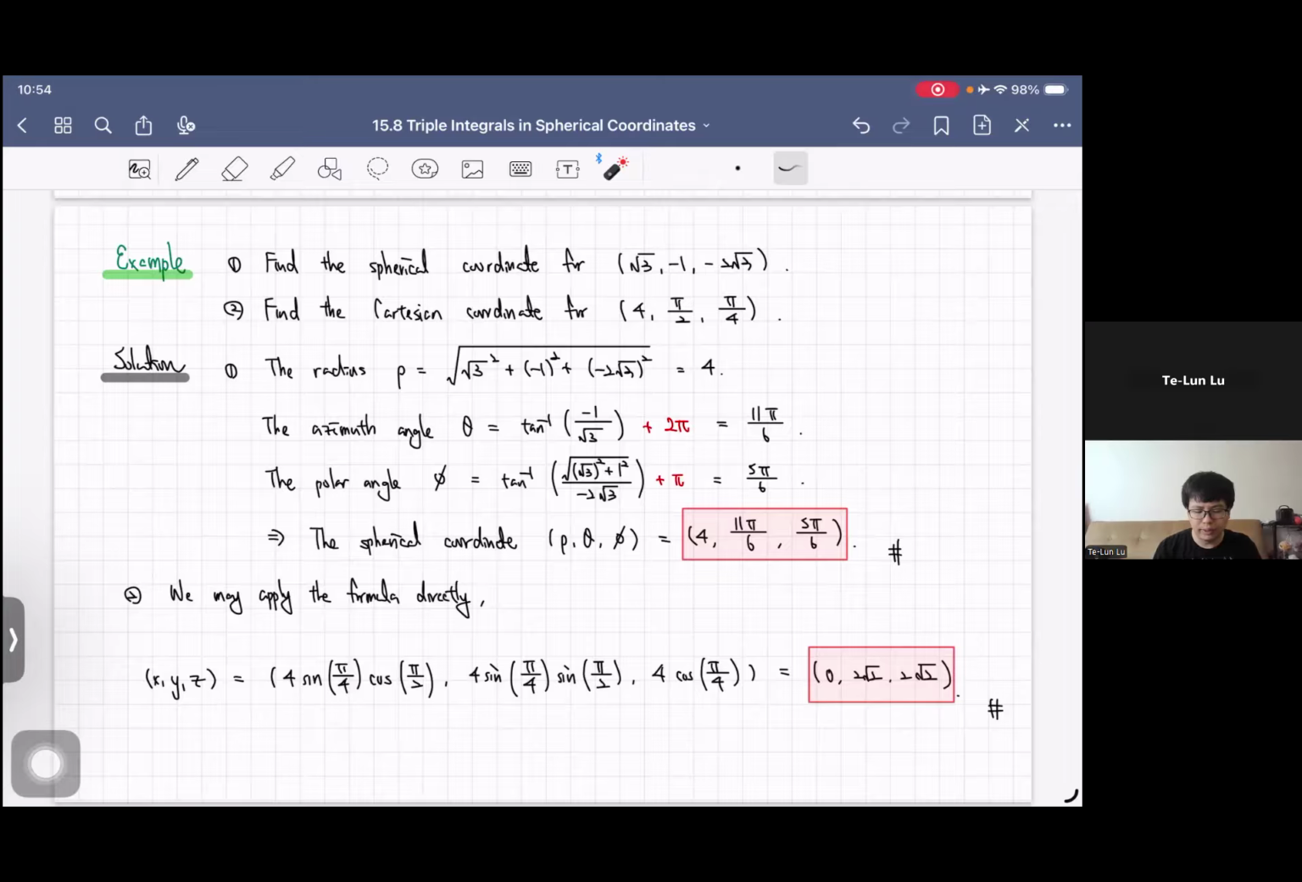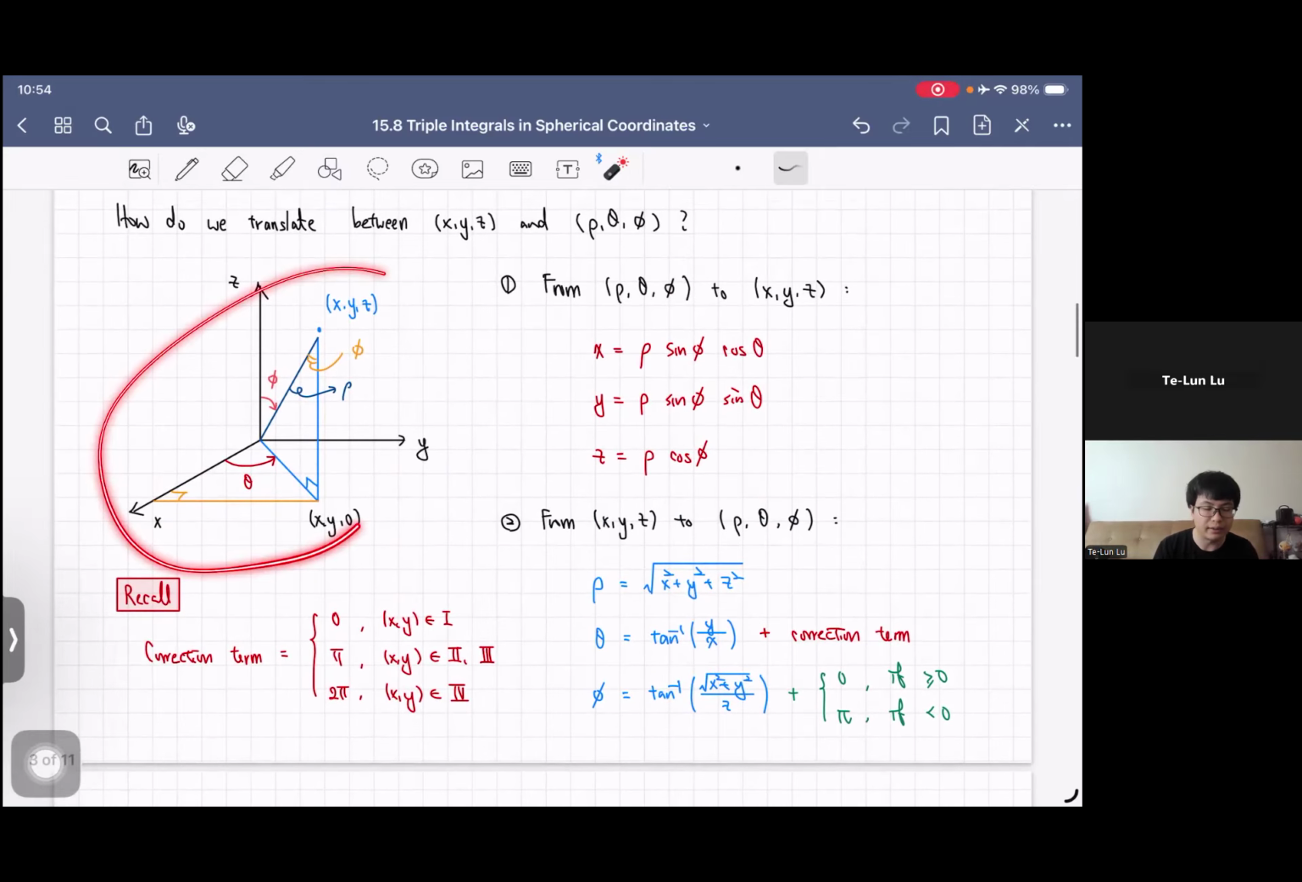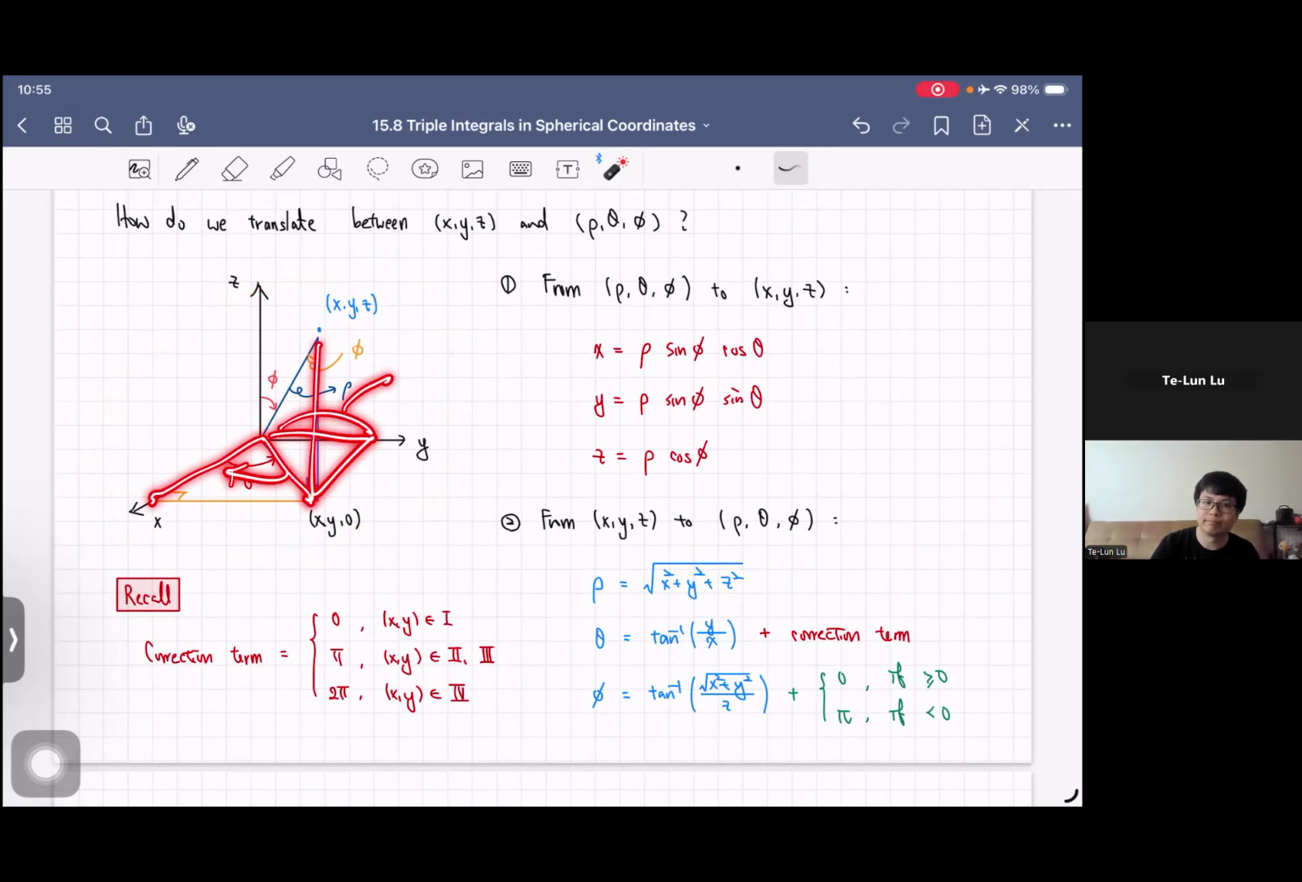So I would say that you don't really have to memorize this, because if you have this picture in mind, then it just comes naturally. You have rho cosine phi, rho sine phi, so rho sine phi cosine theta, and rho sine phi sine theta. Okay?